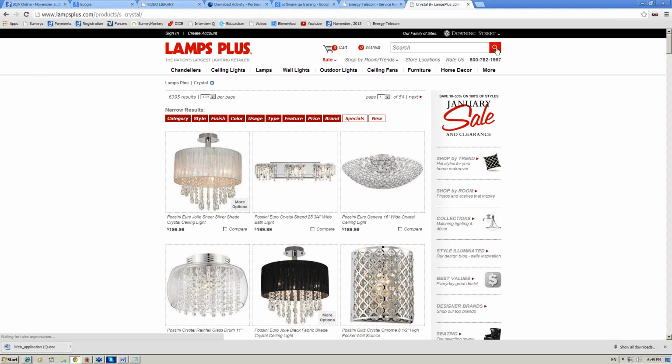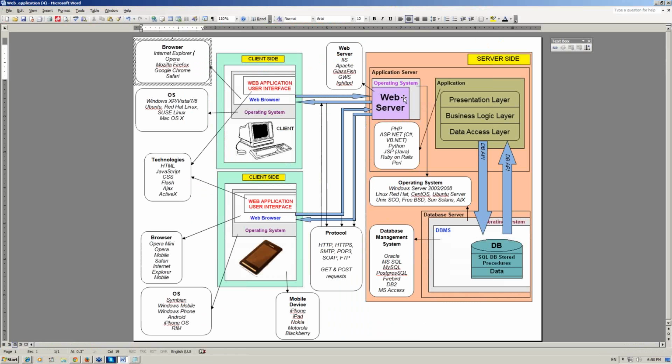What happens here? The word crystal is used by the system. Let me go there again. The word crystal doesn't say anything to the web server. But what happens is it goes to the application. And then the application takes the word crystal and makes a SQL statement. And the SQL statement will go to the database here.